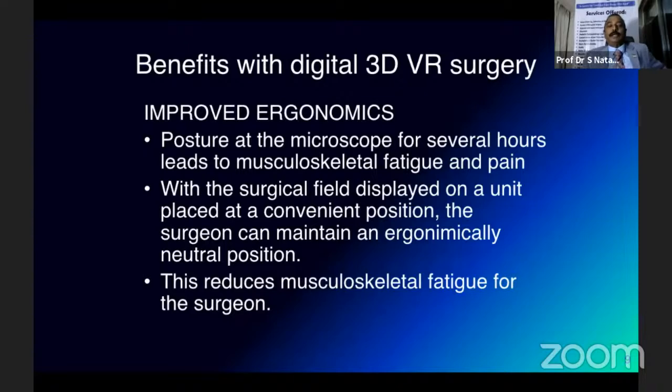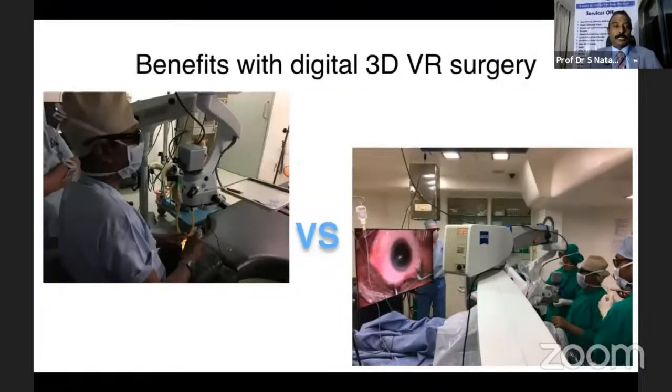With the surgical field displayed on a unit placed at a convenient position, the surgeon can maintain an ergonomically neutral position. This reduces musculoskeletal fatigue for the surgeon. I think this is what the company claims. As I said, in addition, we should do physical exercise. I remember Steve Charles always mentioning he runs between cases in the OT, and that's important. Another benefit is what you're seeing: the OT staff can see with the 3D, and everything is seen on a big screen. And because it's with the computer, you can manipulate the images and edit them well for teaching later.